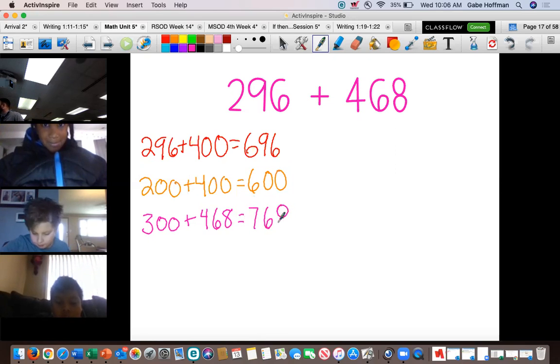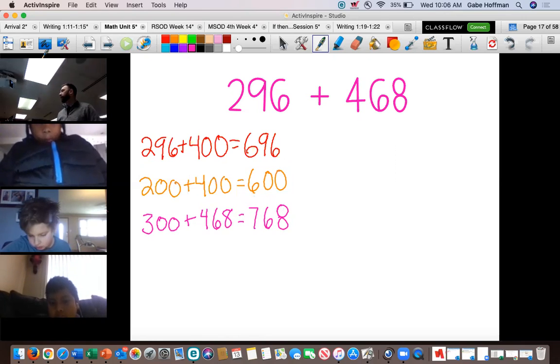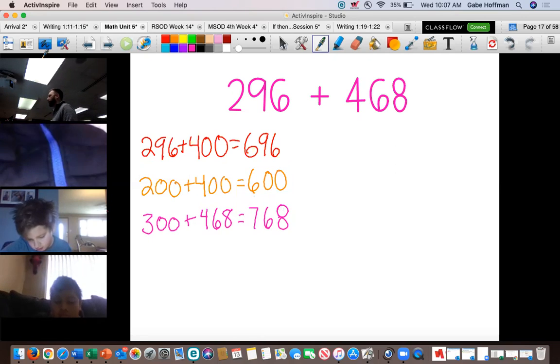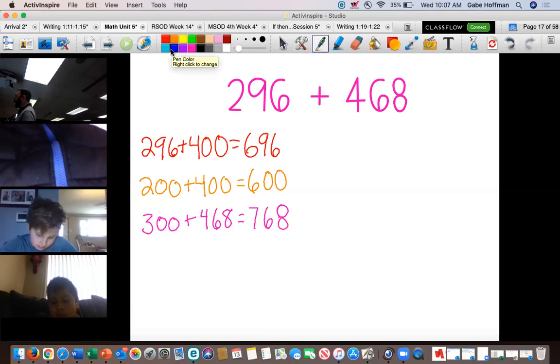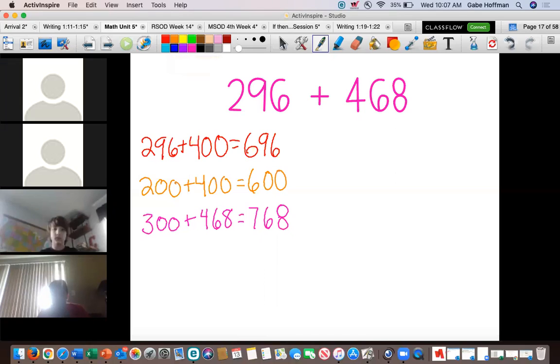All right. So let's talk now about how we can use those three problems to get ourselves started on solving the real problem. All right. So 296 plus 400. I've got 696. I have already accounted for what part of my main equation, my original problem, have I already done? CJ, if I've done 296 plus 400, what part of my original problem have I already done?